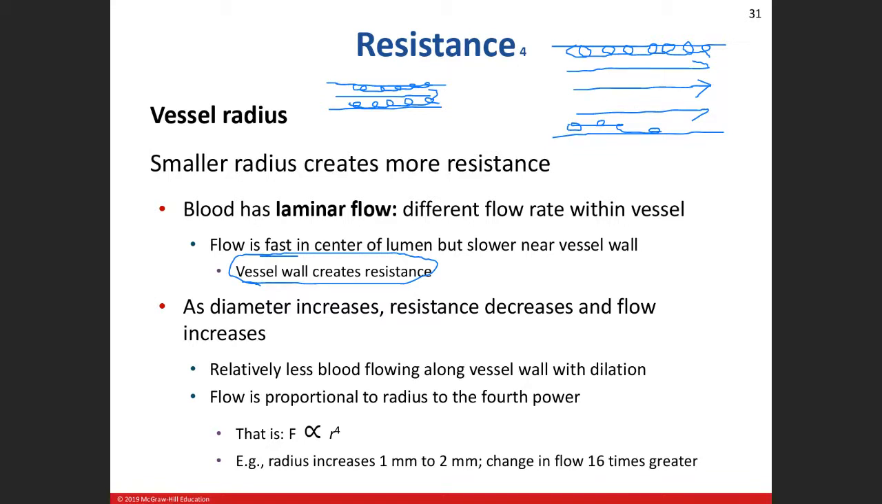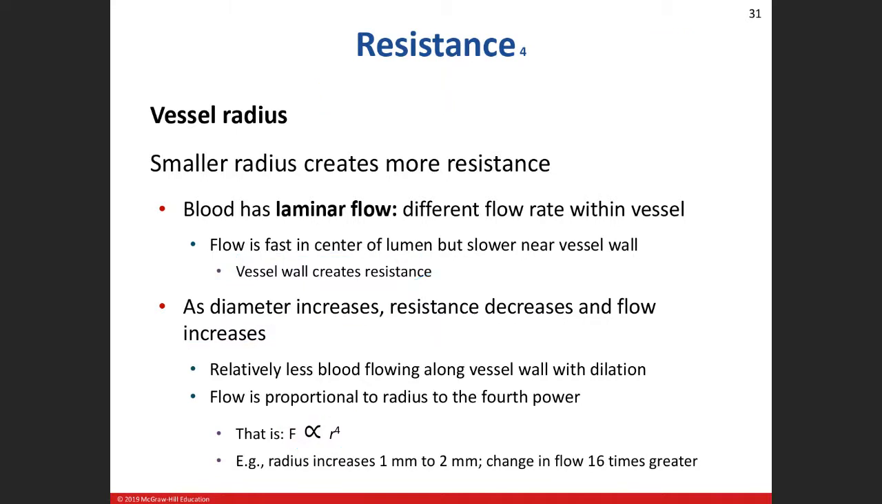So another way to say this is, as the diameter increases, resistance decreases, and as a result, flow increases. So we're going to use this equation here. This symbol means proportional to. So flow, F, is proportional to the radius. If we increase the radius, then we increase the amount of flow going on.